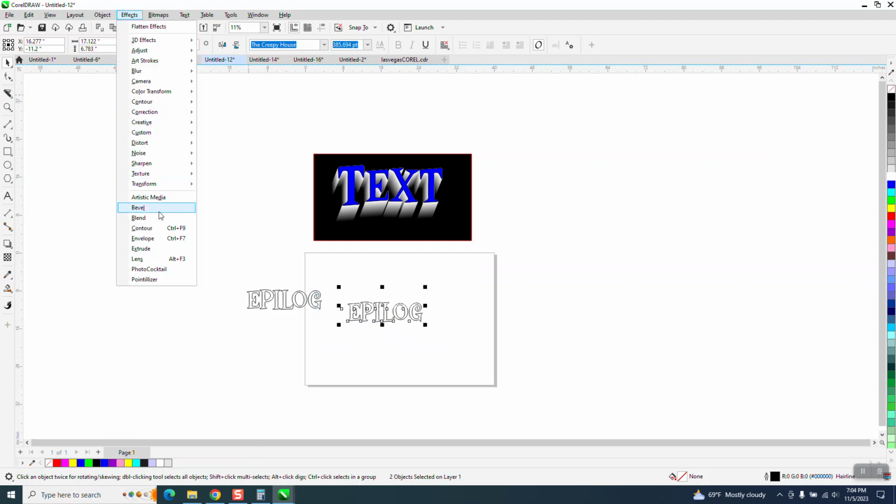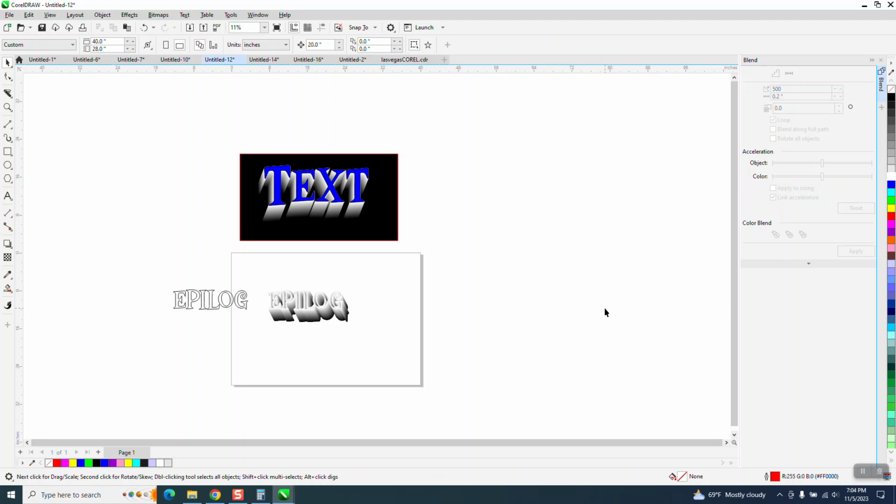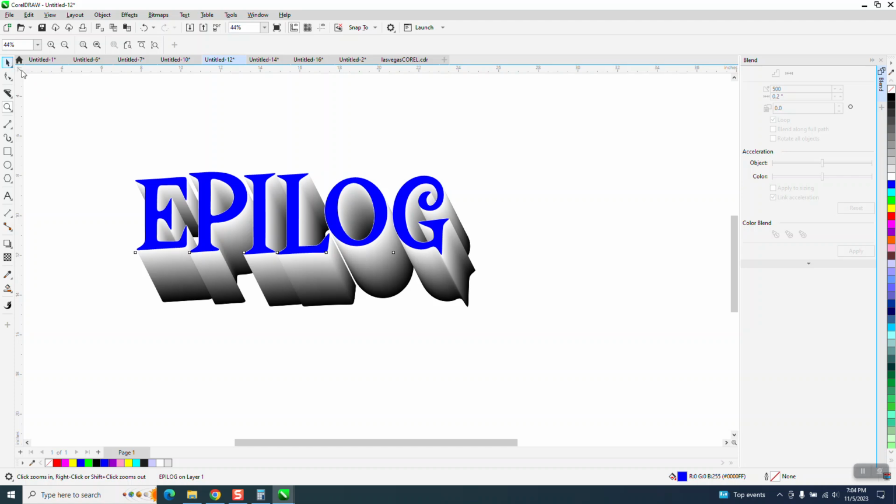I'm going to go to effects and blend. I'm going to blend it more than I did the first time. I'm going to blend it 500 times. And by having this duplicate, I can turn it blue, take away the outline, and nudge it on top of my outline, and it fits perfectly.